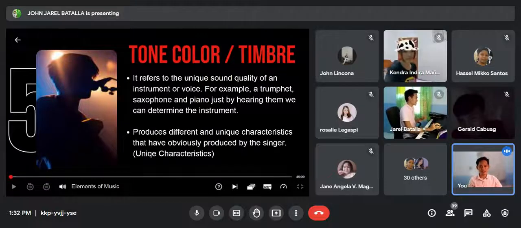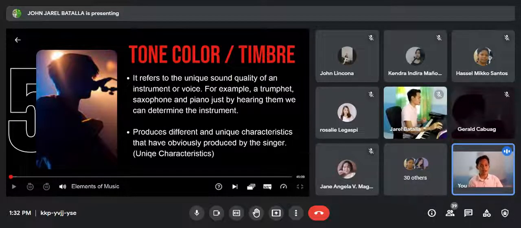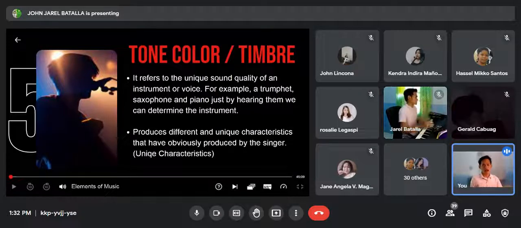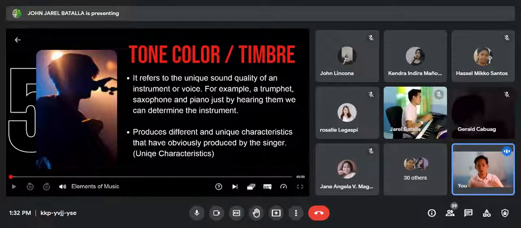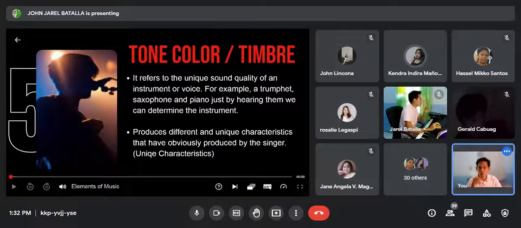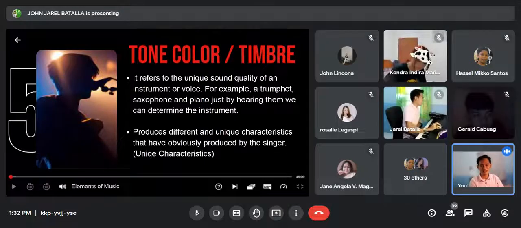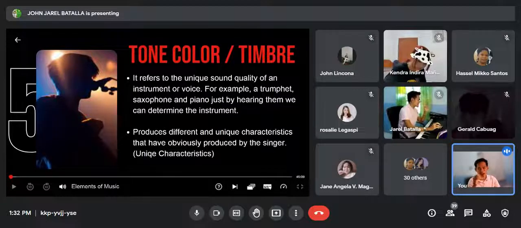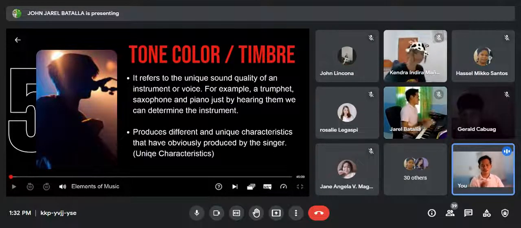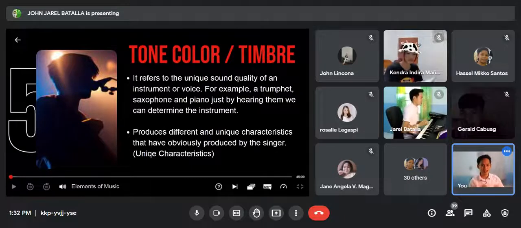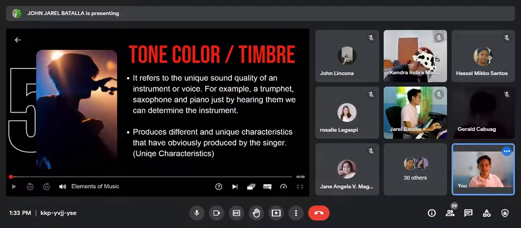Another example is we can relate the tone, color, or timbre in human voices. All of us have distinct qualities of voice. For example, Moira de la Torre. We can say that the one who is singing is Moira, even if we are not looking at her, because of its own quality of voice. And that is soft, and sometimes she is told that she sounds like she is drunk, right? So that is the tone, color, or timbre, the unique characteristics of a sound. It can be in a human voice or in an instrument.